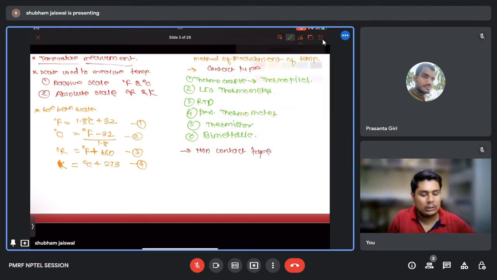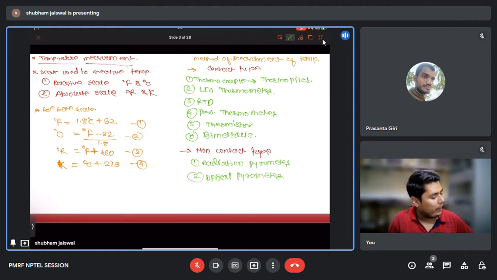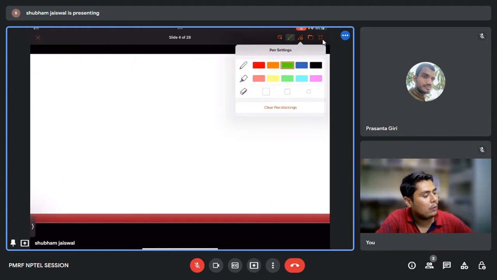In non-contact type, we have seen the radiation pyrometer, then the optical pyrometer, and the fiber optic thermometer. So these are the things we have seen in temperature measurement. After that, we went to the pressure measurement.